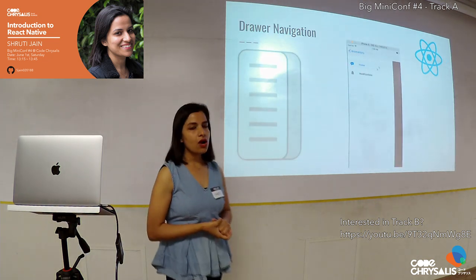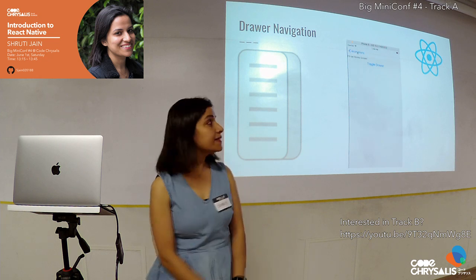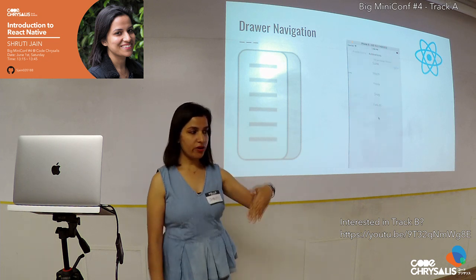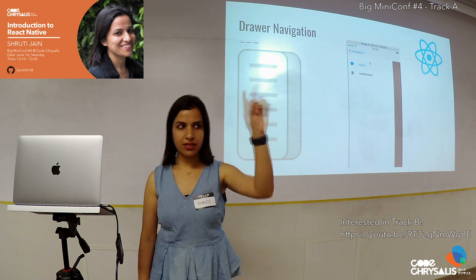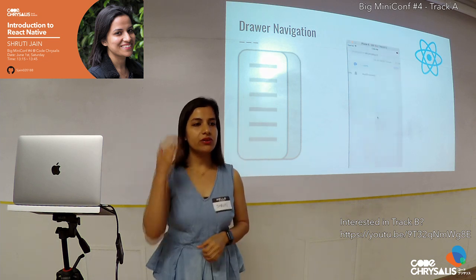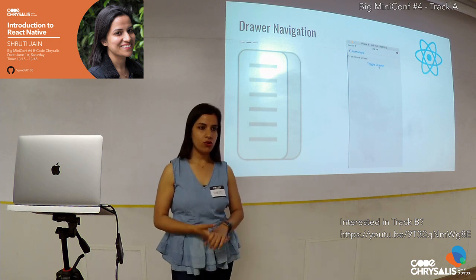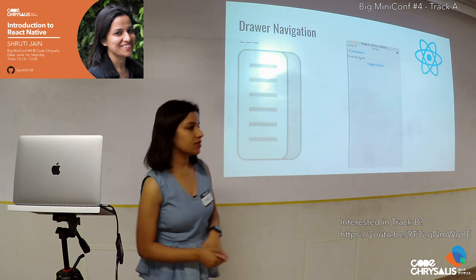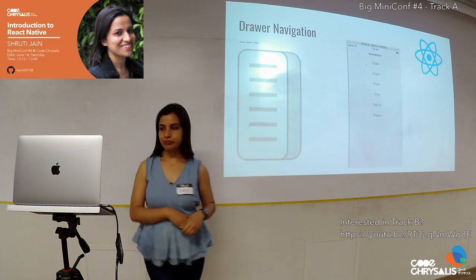And the third one is the drawer navigation. In this, the links to all the screens are in the side drawer, and if you pull down that side drawer, you will see the links of all the screens, and you can decide which screen you want to go to from that side drawer. So this is called drawer navigation.